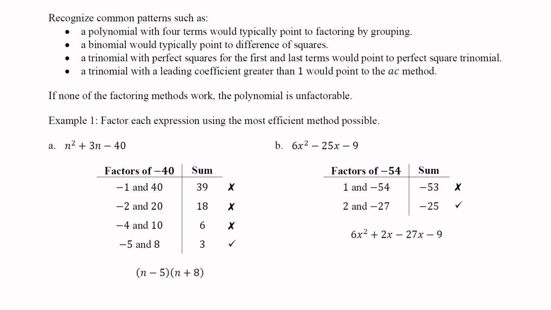So we're going to split up that middle term into 2x and negative 27x, and then we'll factor by grouping, getting our common term for both being 3x plus 1, leaving behind the 2x minus 9.